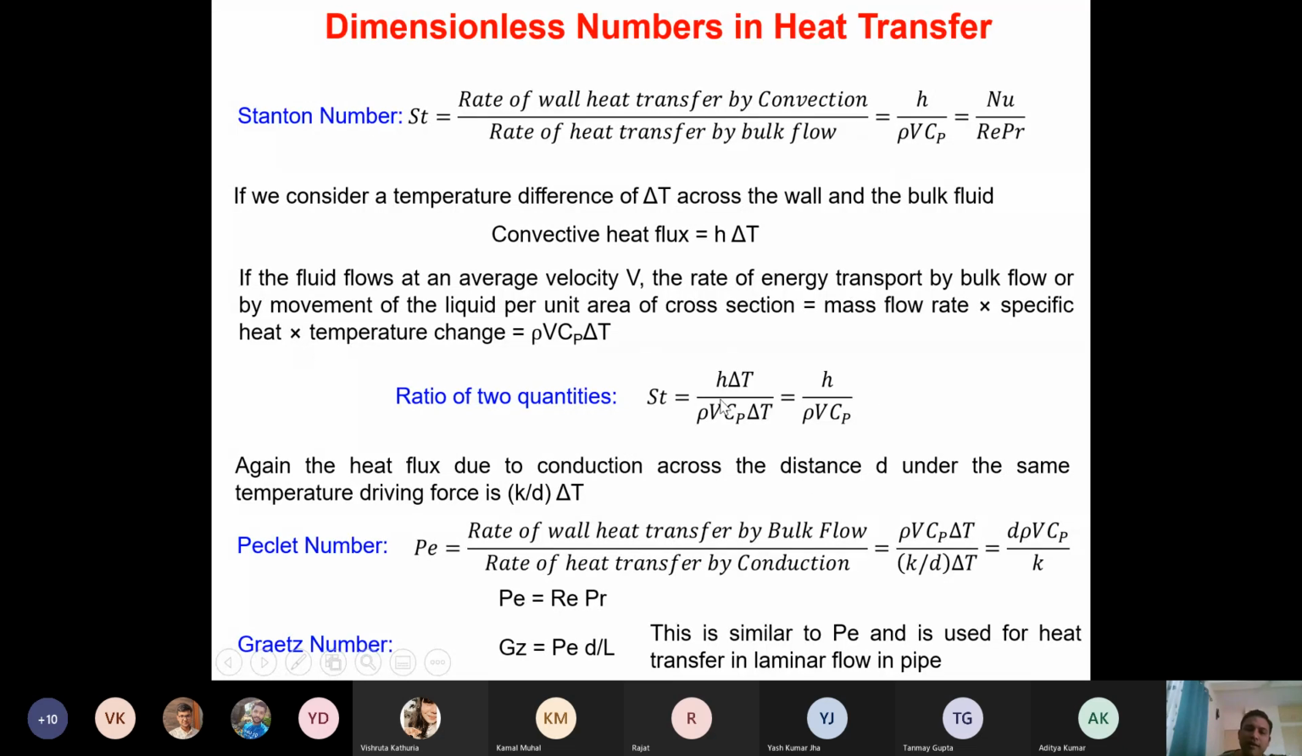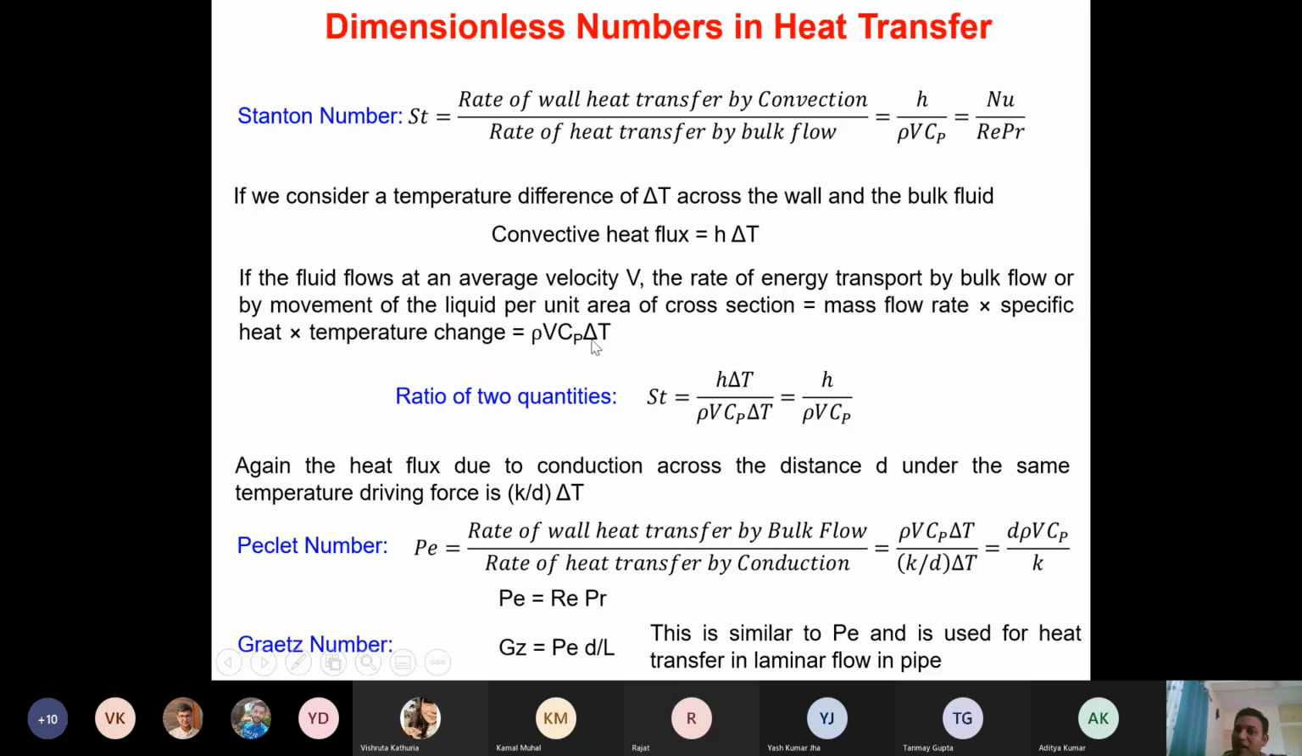So this is what we have obtained here. There is another number which is nothing but a Peclet number. Now, the Peclet number is slightly different with respect to the Stanton number. In this case, the Peclet number is defined as the rate of wall heat transfer by bulk flow, which we have already calculated, isn't it?